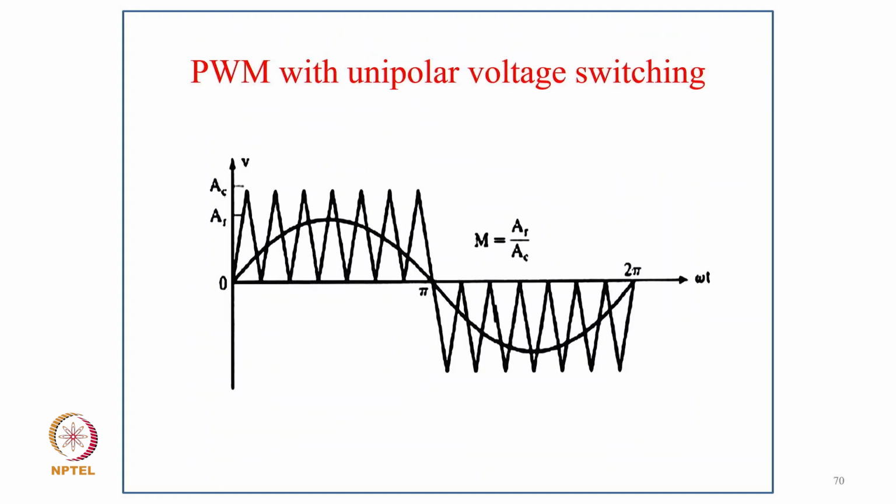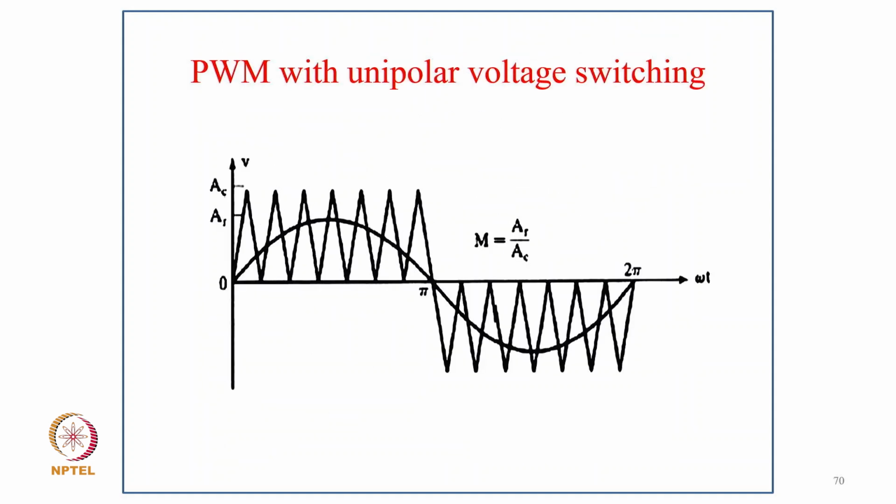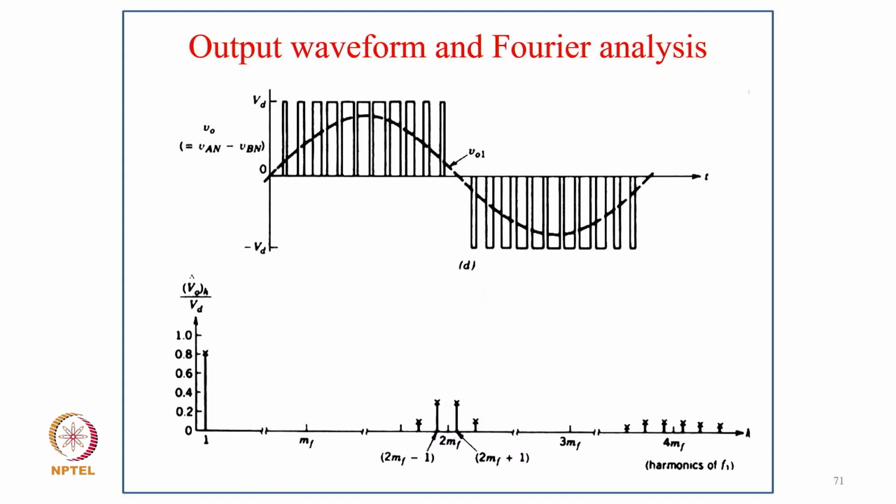And these are typically how PWM with unipolar voltage switching works. One way is that you can take two carriers with one modulating signal plus minus, or you can take one carrier with the plus minus reference, and both ways you can generate PWM with unipolar switching. And this is typically the output waveform with its Fourier spectrum. If you look at it, you have the fundamental at 0.8 here, and then you have the 2 MF sidebands, 2 MF plus and minus 1, as harmonics, and then you have harmonics again of the order of 2F, 4F sidebands typically.